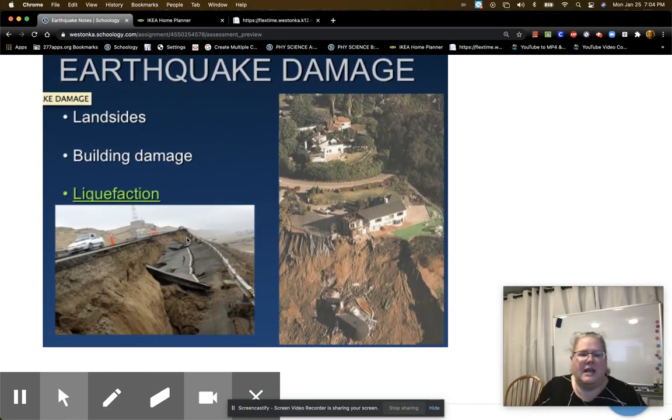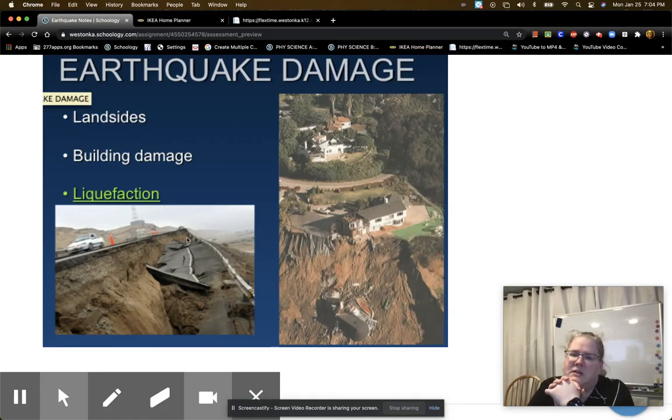So earthquake damage can cause landslides. It can cause buildings to be damaged, but it can also cause this thing called liquefaction. You guys have experienced liquefaction if you've ever stood at the lake as the waves lap in, and you just stand on the sand and all of a sudden you kind of start sinking down, because that movement makes all the water molecules start to move, and water isn't a very good supporter of solids, and you sink down.